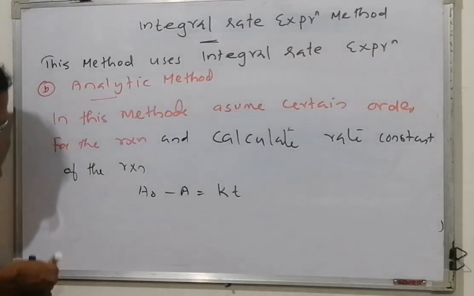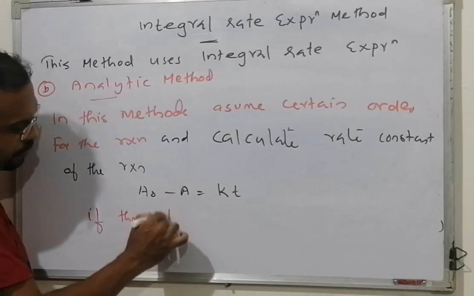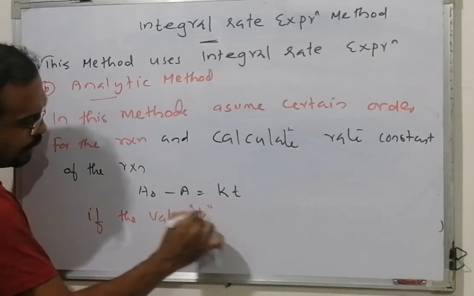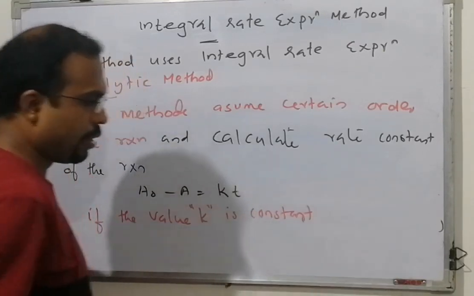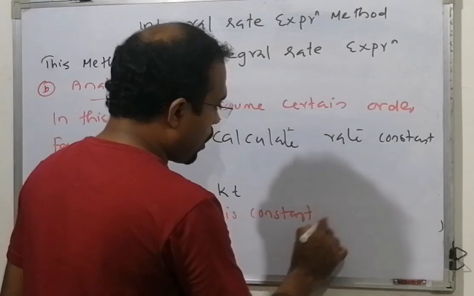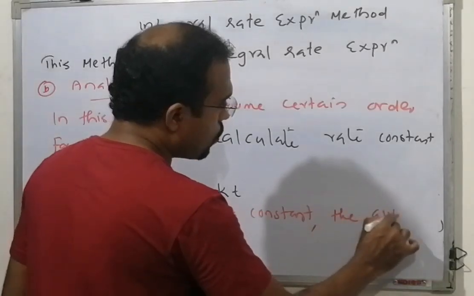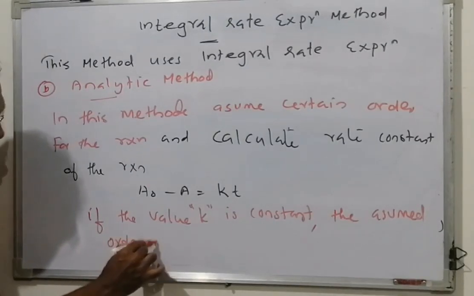If the value of K is constant, the assumed order is correct.